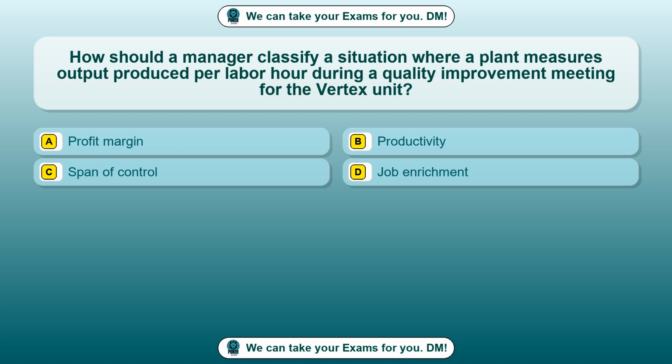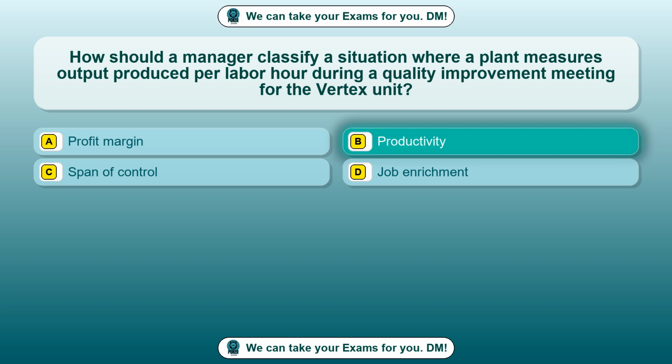Question 93. How should a manager classify a situation where a plant measures output produced per labor hour during a quality improvement meeting for the Vertex unit? Option A, profit margin. Option B, productivity. Option C, span of control. Option D, job enrichment. The correct answer is option B, productivity.